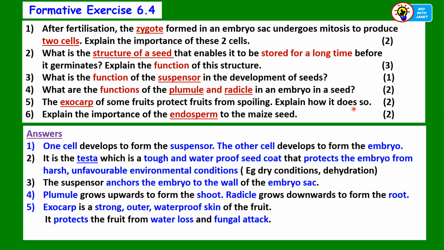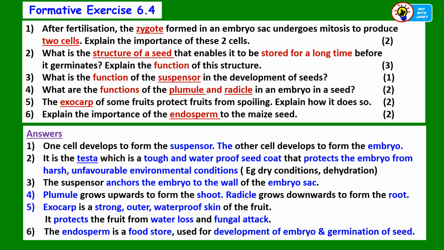Number 6, explain the importance of the endosperm to the maize seed. As we know, the maize seed contains, as you can see here, an area filled up with the endosperm tissue. What is the function of the endosperm? So the function or importance of the endosperm is that it is a food store that is used for the development and growth of the embryo, and also for the germination of the seed.